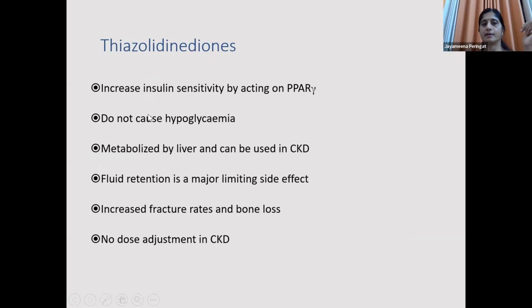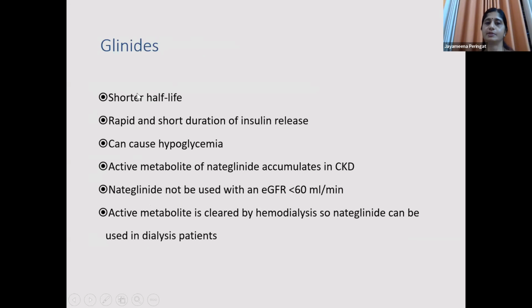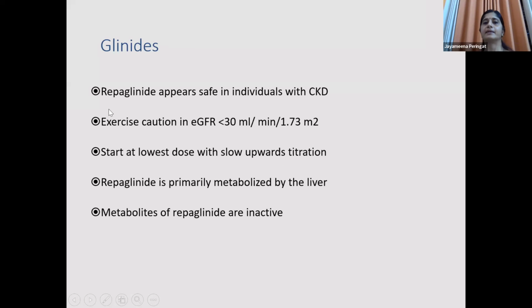Thiazolidinediones have a lower risk of causing hypoglycemia, so they can be used safely. But the problem is fluid retention in CKD. Glinides have a shorter half-life and shorter duration of insulin release, but even then they can cause hypoglycemia. Avoid nateglinide because the active metabolite of nateglinide accumulates in CKD. Repaglinide is safe and it can be used below GFR of 30.